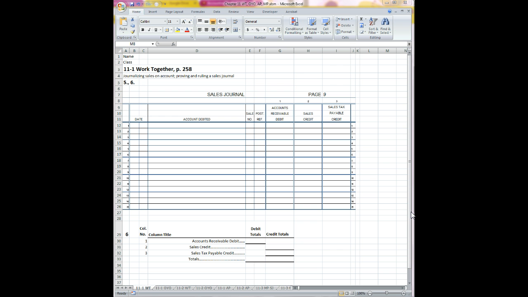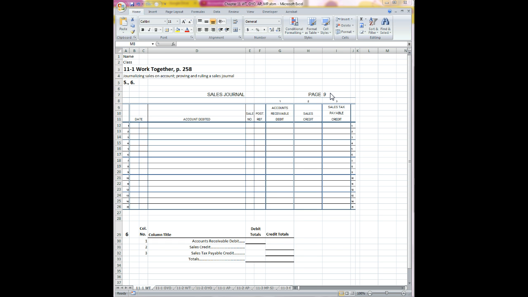Using the current year, journalize the following transactions on page 9 of the sales journal. Source document for sales invoice is abbreviated as S. As you see right here, this is page 9. On September 1st, we sold merchandise on account to Adrian Mikowski for $800, plus sales tax of $48, for a total of $848. And it's sales invoice number 104.